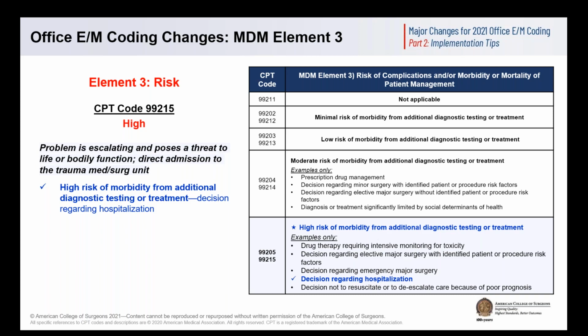And last, risk also qualifies for a level 5 code because you discussed and coordinated hospitalization secondary to a high risk of morbidity, secondary to her systemic symptoms. And that concludes my portion. I'll turn it back over to Dr. Barney.